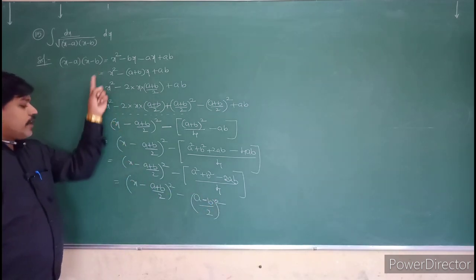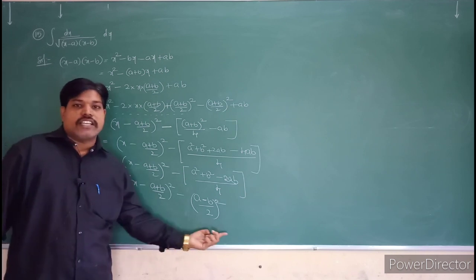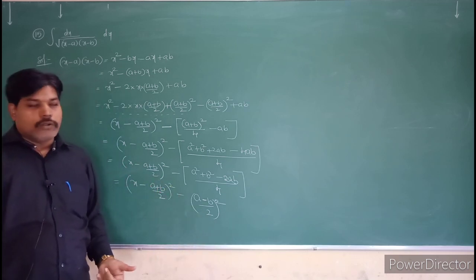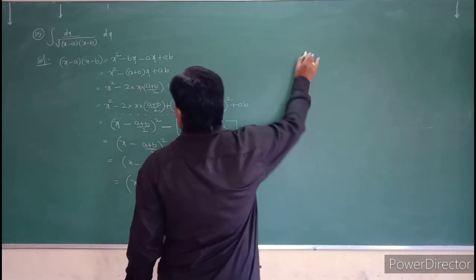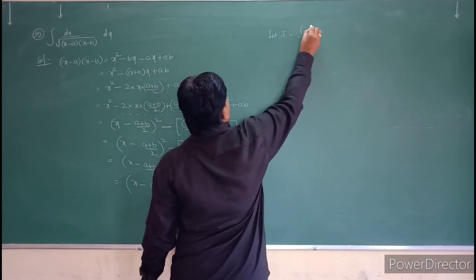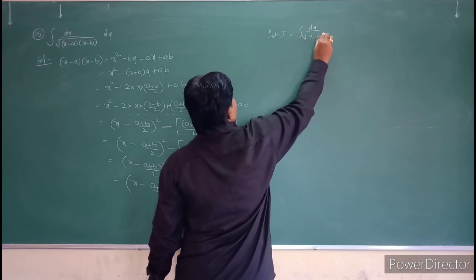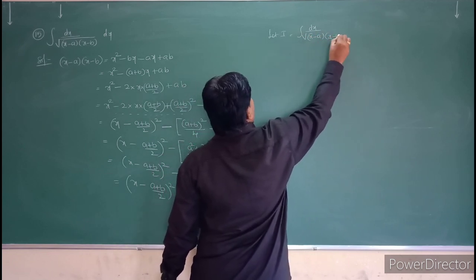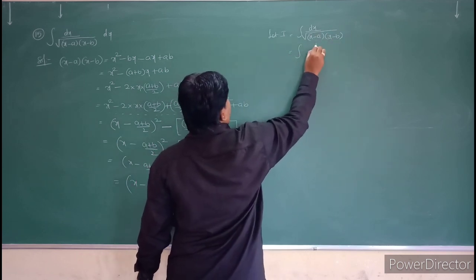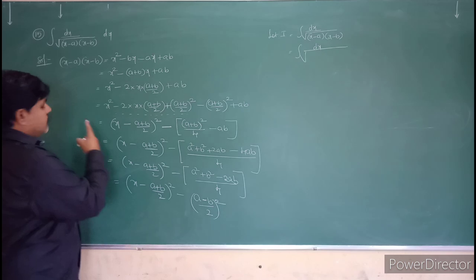So x minus a into x minus b, I converted into the form of x square minus a square form. So what is that? X minus (a plus b by 2) whole square minus (a minus b by 2) whole square. So then take the problem. Let I is equal to integral of dx by root of x minus a into x minus b. So that is equal to integral of dx by root of, what is this value?